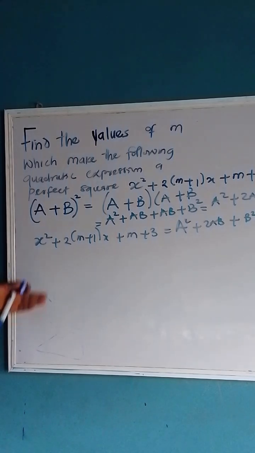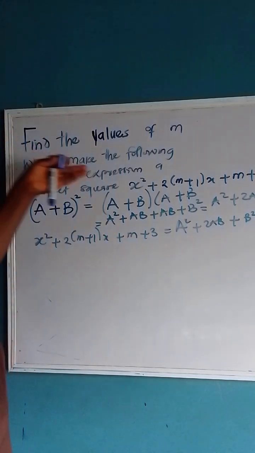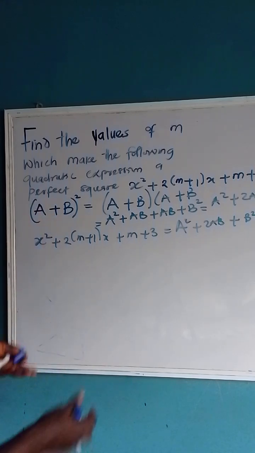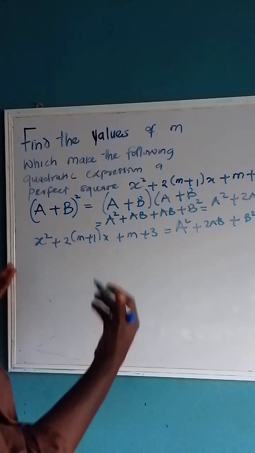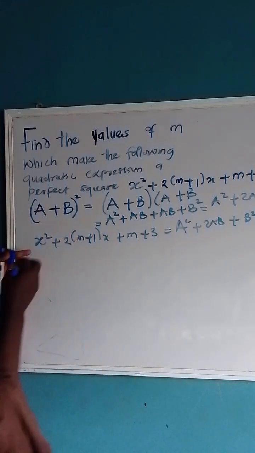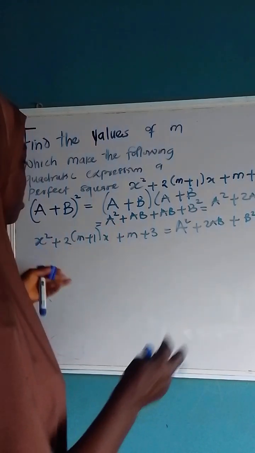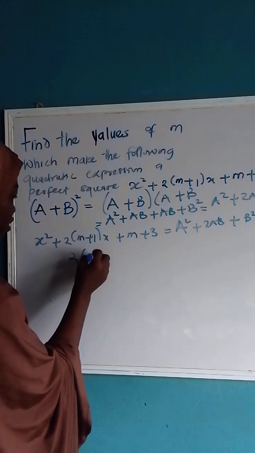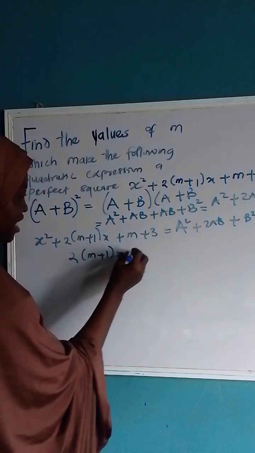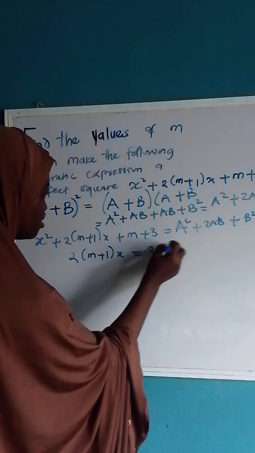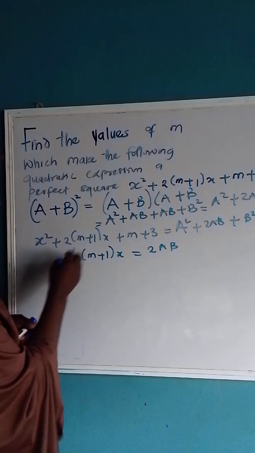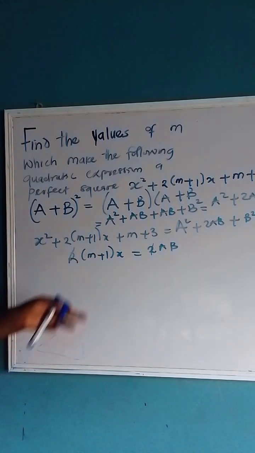We want to compare the expression we are given with this other quadratic expression, so we want to equalize them. This a squared and s squared are the same. We can easily say that 2 into (n plus 1) s is the same thing as 2ab. So we can cancel 2 with 2, and this is our a.